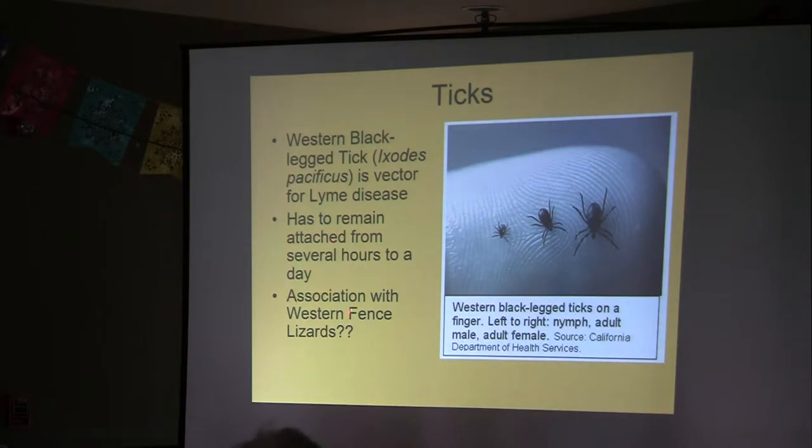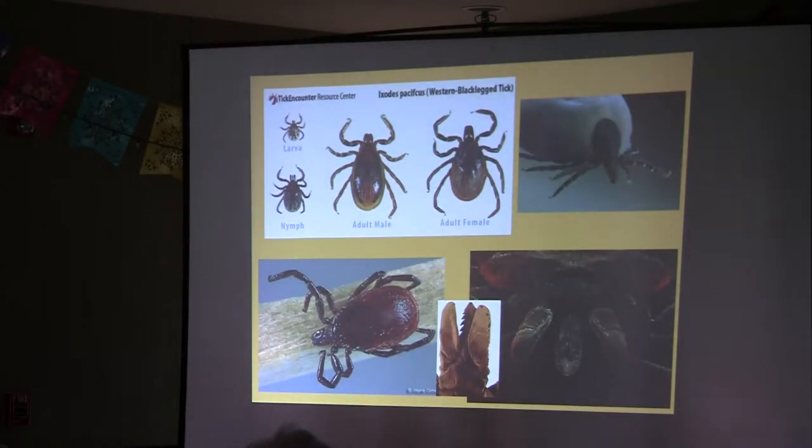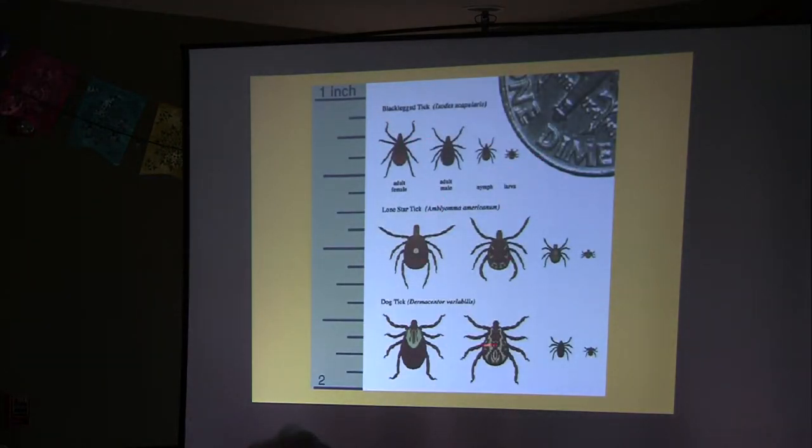We've talked about ticks. Yeah, and that a tick has to remain attached for several hours to a day in order for the Lyme disease to transfer. And tell me about that association with the western fence lizard that you've all learned about. Do you remember? It attaches. Yeah. Right. Cool. Here's that mouth part. And just to show you, here's the black-legged tick, which is the smallest one that we usually find. And this is the other, more common one that I have a tendency to find. I don't really see the lone star tick that much around here.